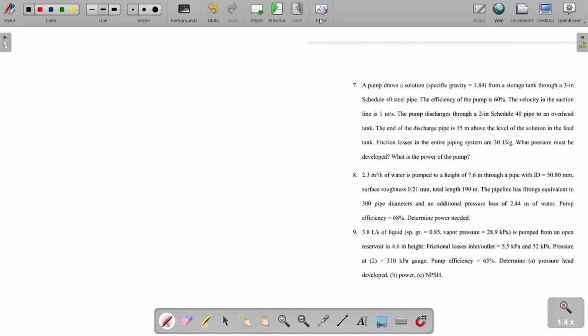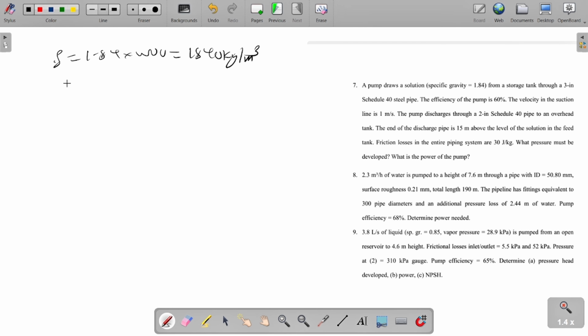So let's tackle question 7, now that I've given an overview. Question 7 says that a pump draws a solution. The solution has a specific gravity of 1.84, meaning the density will be 1.84 times 1000, which gives us 1840 kilogram per meter cube.